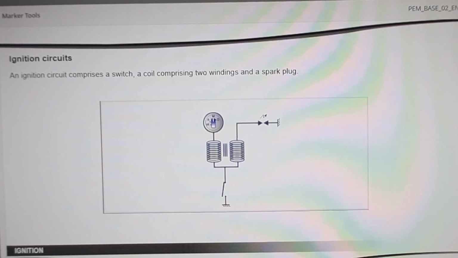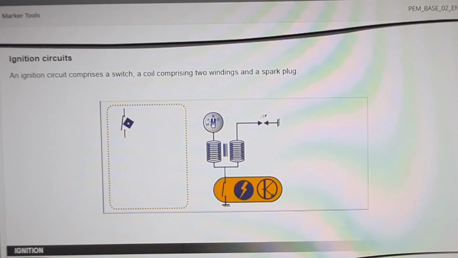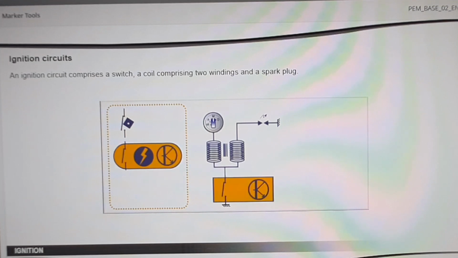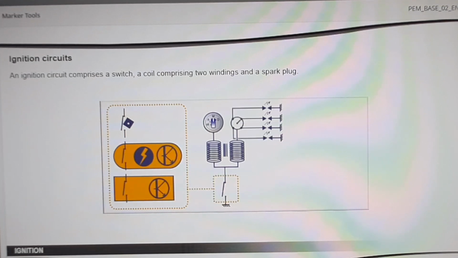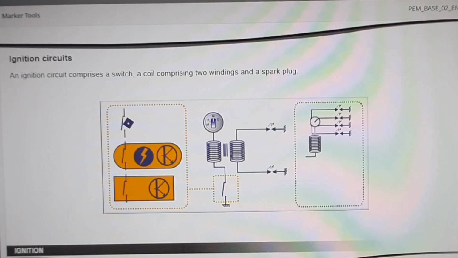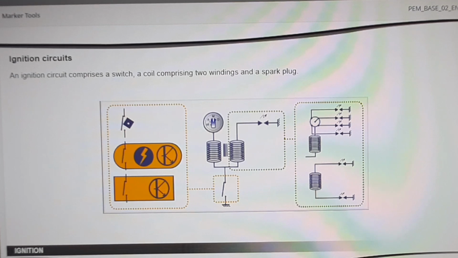An ignition circuit comprises the following components: a switch, a coil comprising two windings, and a spark plug. The switch can be actuated mechanically, controlled by an ignition power module, or computer controlled. If there is just one coil, ignition is distributed to the spark plugs. In the case of static ignition, there is one coil for every one or two cylinders.